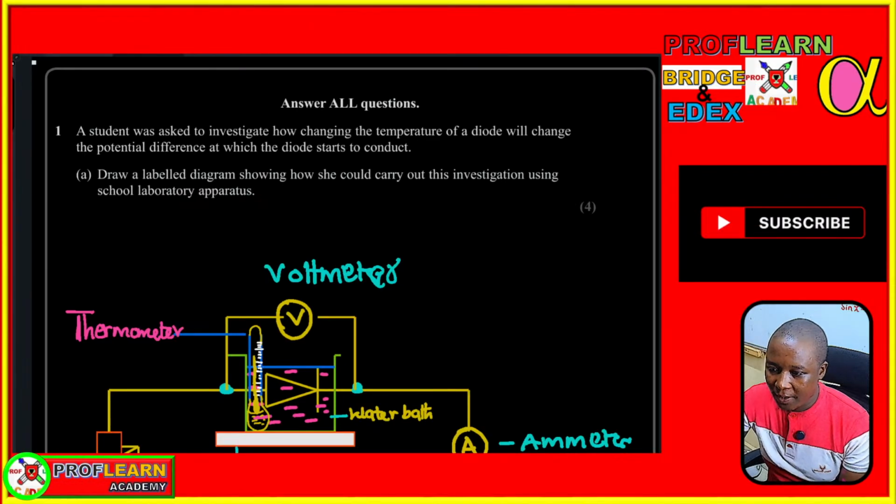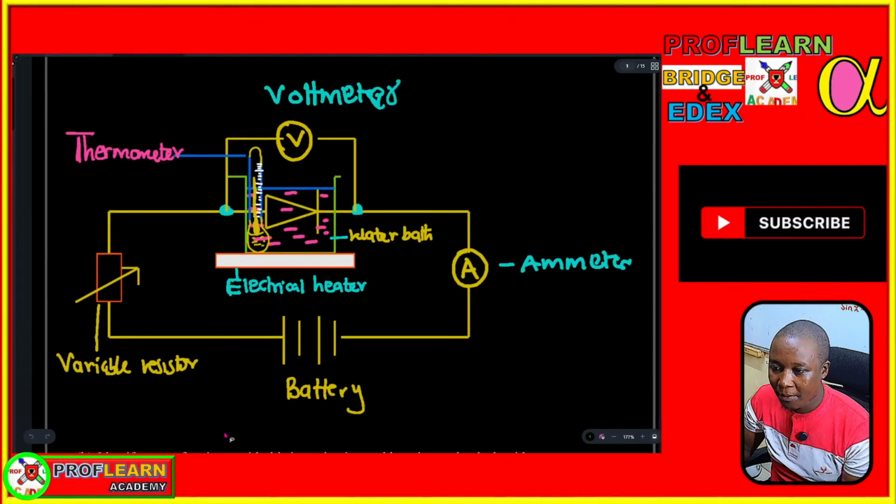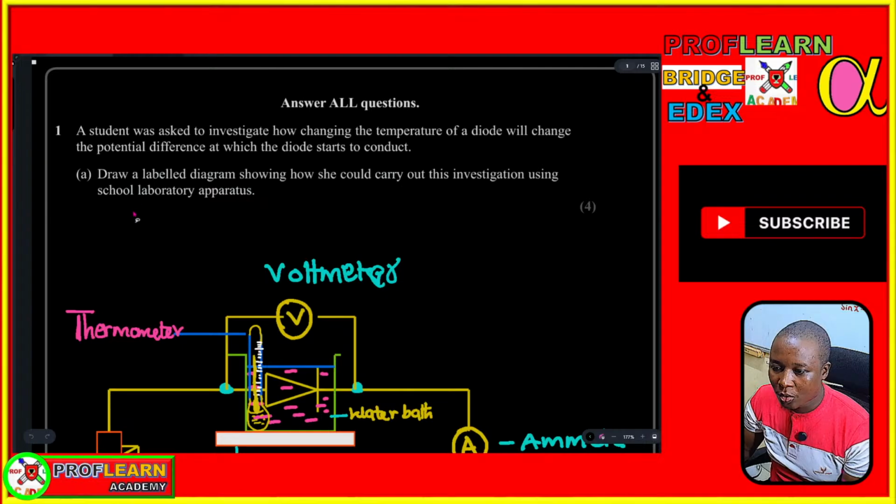One of the questions that was asked here, and you'll be seeing such kinds of questions in your coming paper, is whereby you are supposed to draw a labelled diagram showing how you can carry out an investigation. But what was the investigation about? The student was asked to investigate how changing the temperature of a diode will change the potential difference at which the diode starts conducting.